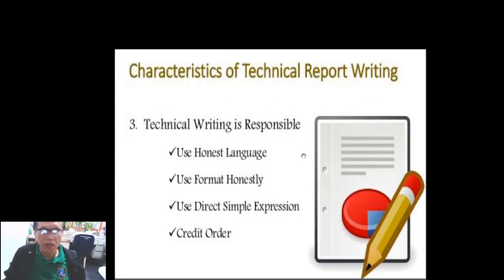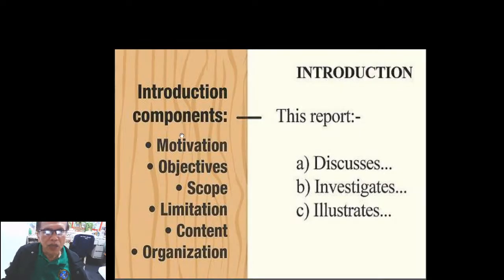Characteristics of technical report writing. Technical report writing is responsible. Use honest language. Use format honestly. Use direct, simple expression. And then credit order. Introduction components: motivation, objective, scope, limitation, content, organization.